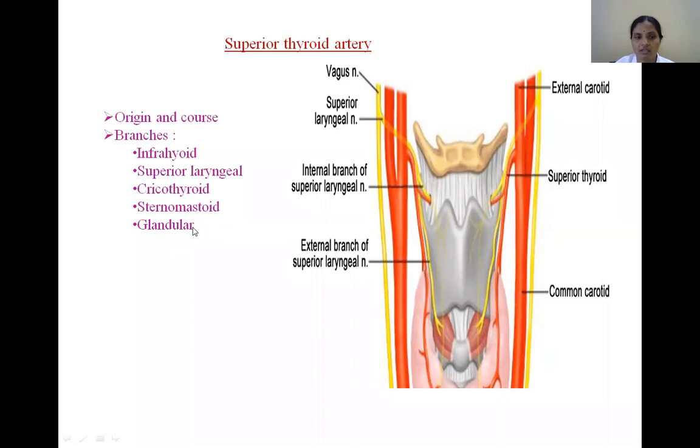Here you see, this is important. Before going to ligate this artery, superior thyroid artery, where you have to ligate this artery, it must be close to the gland. So what happens in the upper part? This external laryngeal nerve and superior thyroid artery, they are very much closer. Whereas on reaching the gland, the nerve and vessel are deviating, so that we should ligate the superior thyroid artery close to the upper pole of the thyroid gland in surgeries.